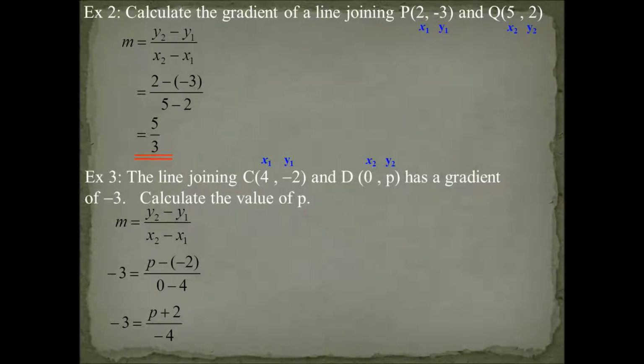Watch out, the double negative, minus 2 becomes positive 2. If you miss that, that can obviously change your answer for P, which will therefore have consequences if you're then going on to use the coordinate D for something else. Doing the work, you should have got P equaling 10.